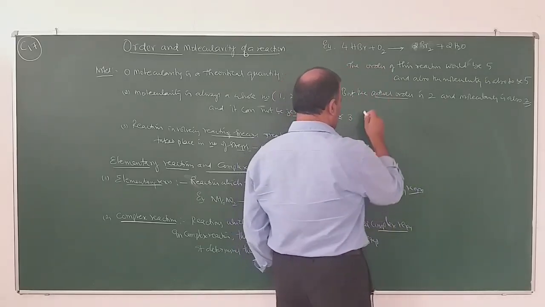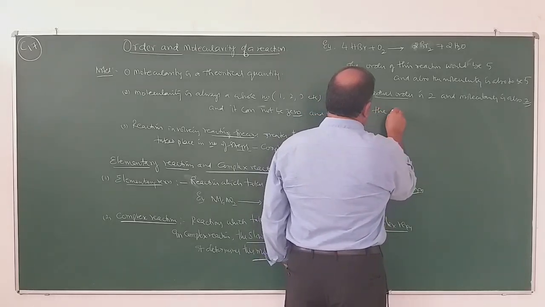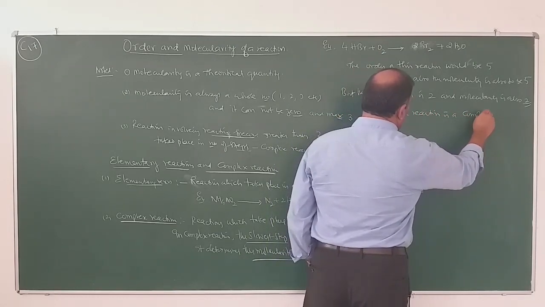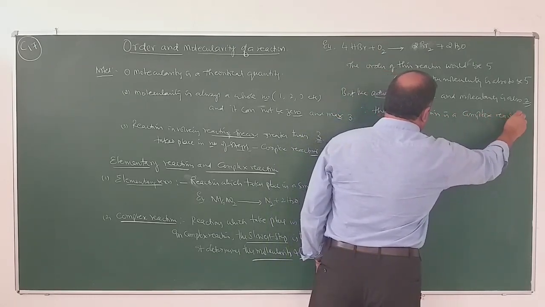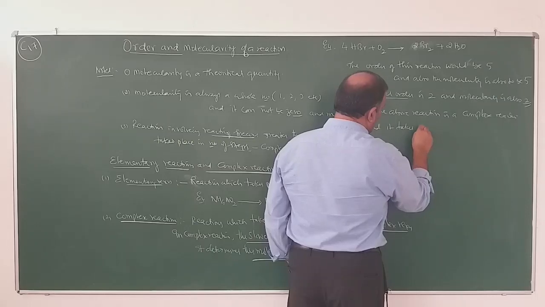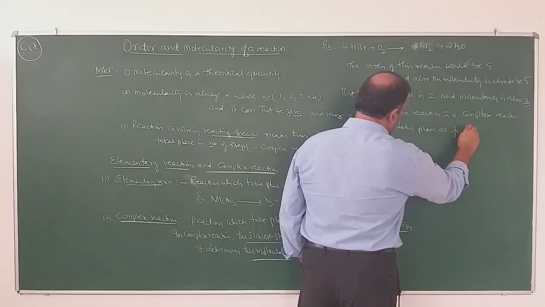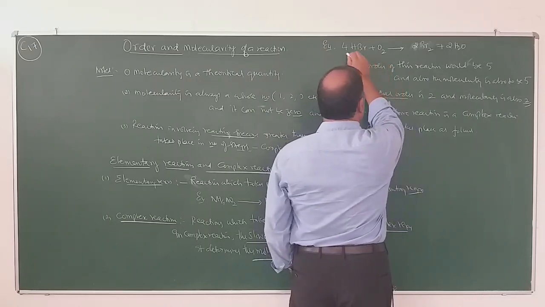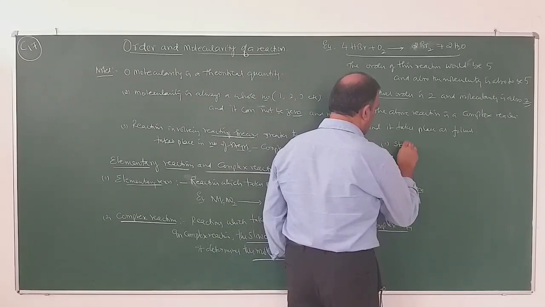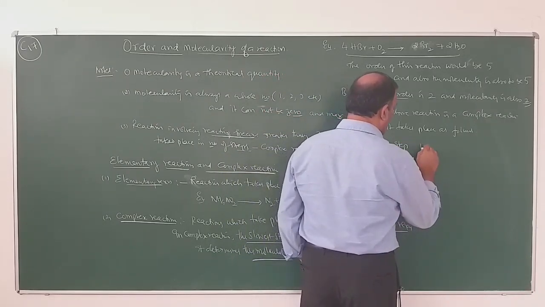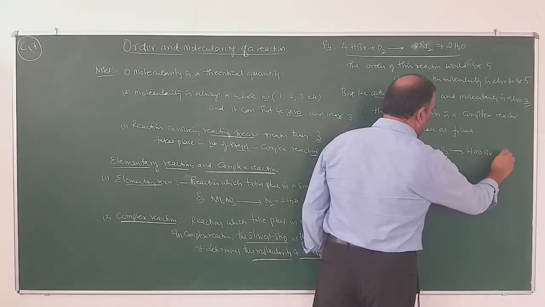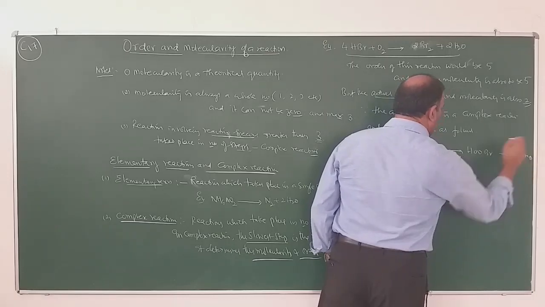This is explained like this because the above reaction is a complex reaction, and it takes place as follows. So in the first step, what is the reaction? HBr plus O2 gives HOOBr. This is the slow step.